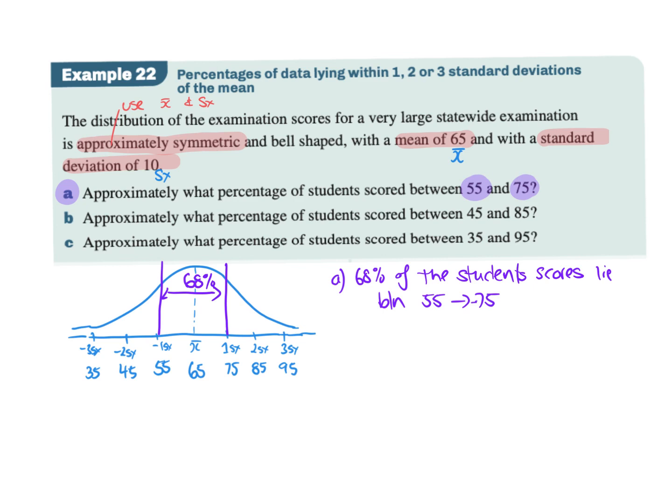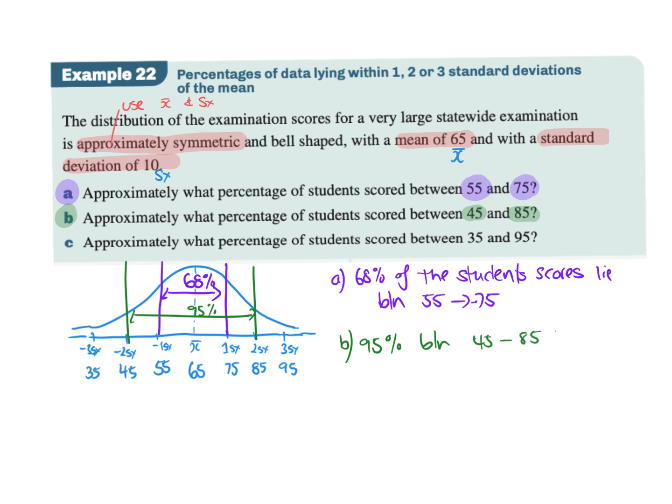All right. Then if I'm going to do B, I'll do it in green. It says, what percentage of the students lie between 45 and 85? If I go to 45 and 85, that's plus or minus 2 standard deviations, isn't it? What was the percentage in between plus or minus 2 standard deviations? It was 95, wasn't it? When we look back at our diagram, when we were 2, that was 95%. So we're going to say 95% between 45 and 85.